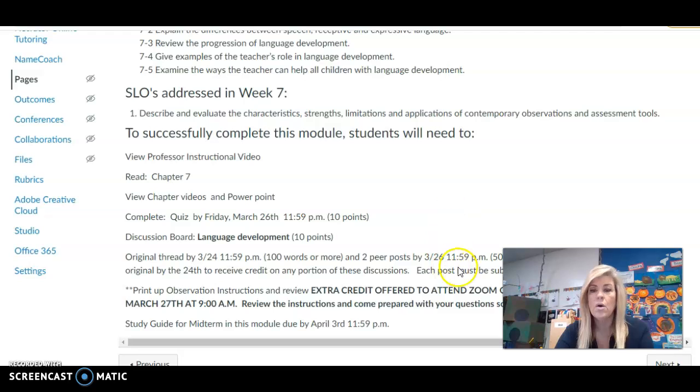Okay, so I want to also let you know the next Zoom is going to be extra credit. We're going to go over observation 2, and that is on March 27th. That's a Saturday at 9 a.m. So I would like you to start going over the observation instructions for observation 2 and come prepared with some questions that you may have. We're going to go through it in detail. If you can't make it, I will record the meeting and I will make sure I put it under module 7 and 8. The recording will be for you to watch. But again, you're going to get extra credit points to attend and you'll be able to ask any questions.